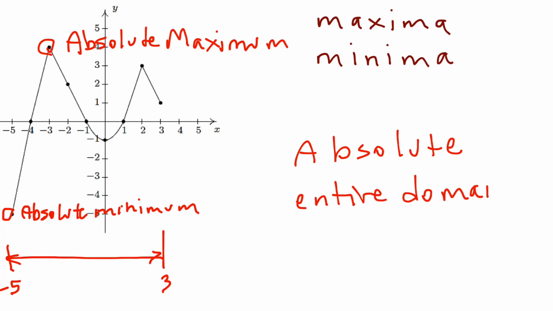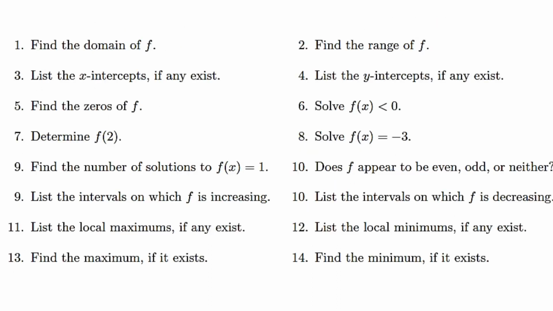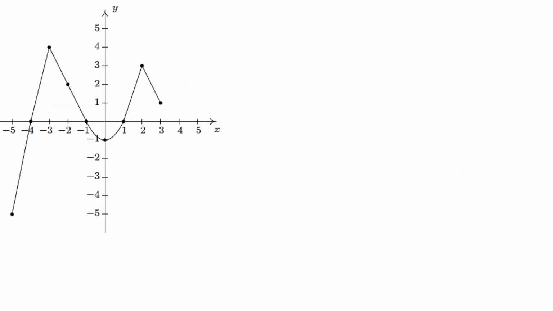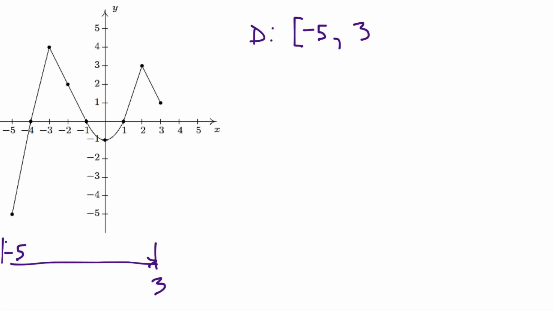Now we're going to take a look at these 14 points here, 14 ideas about the graph we were just looking at. The first one says find the domain of f. The domain, as we talked about a minute ago, is -5 all the way to 3. So in interval notation, filled in dot at -5, square bracket, filled in dot at 3, square bracket. That's how you would write your domain.